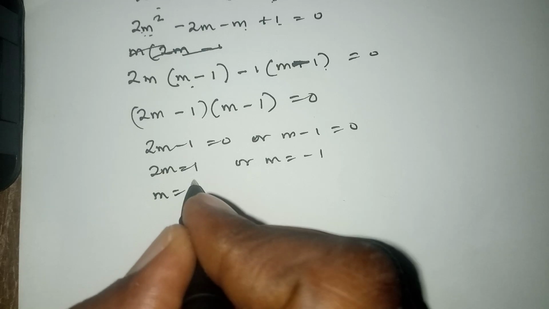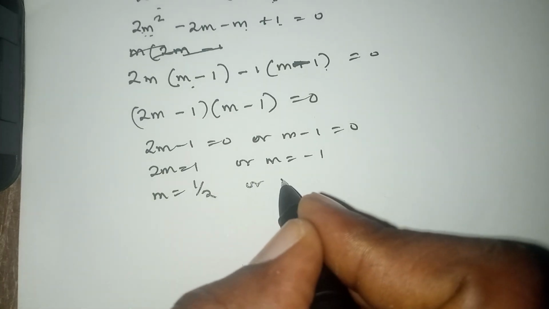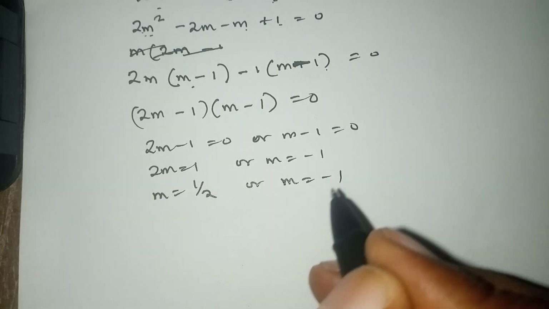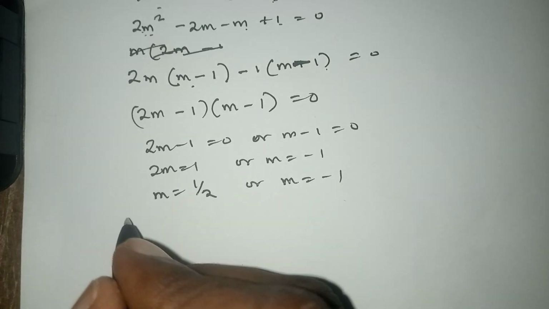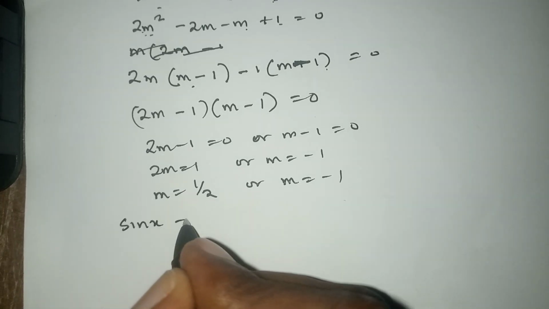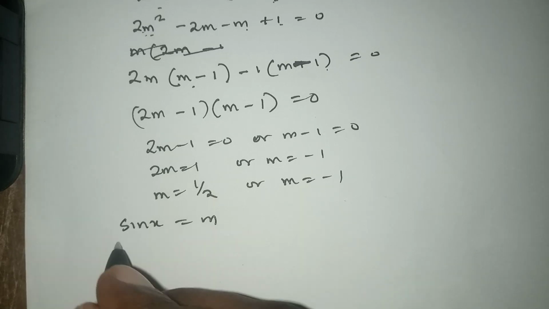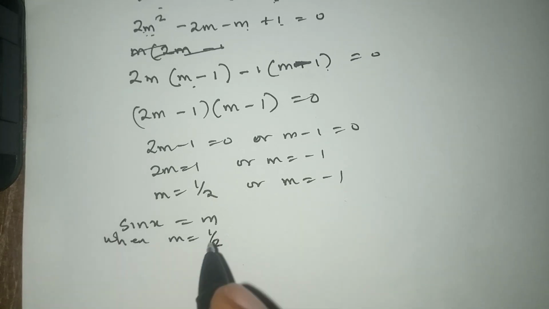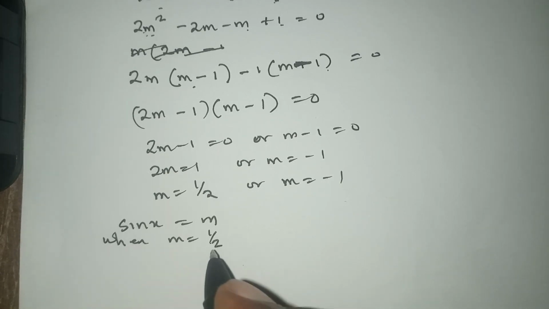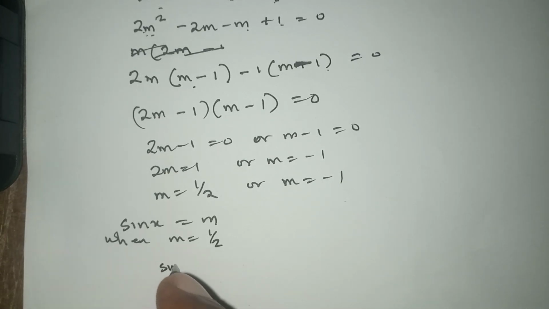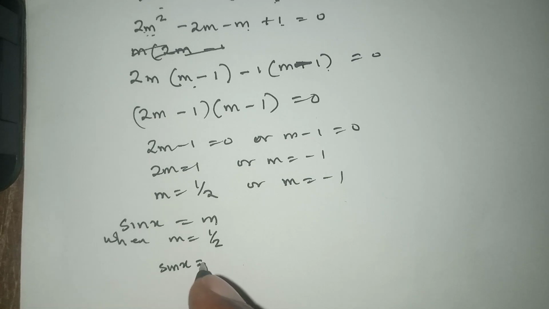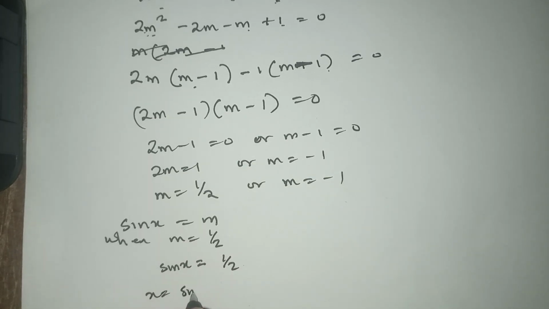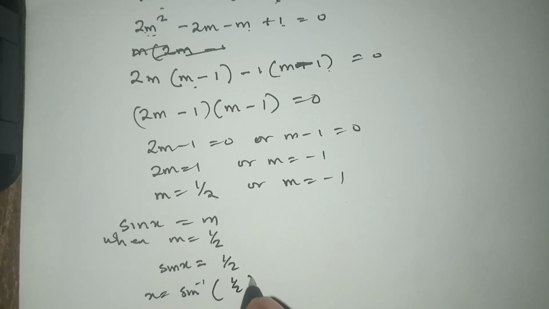So m equals 1/2 or m equals -1. So we'll go back to our statement where we said let sin x equals m. Now for the first one, when m equals 1/2, we have sin x equals 1/2. So x equals arcsin of 1/2.